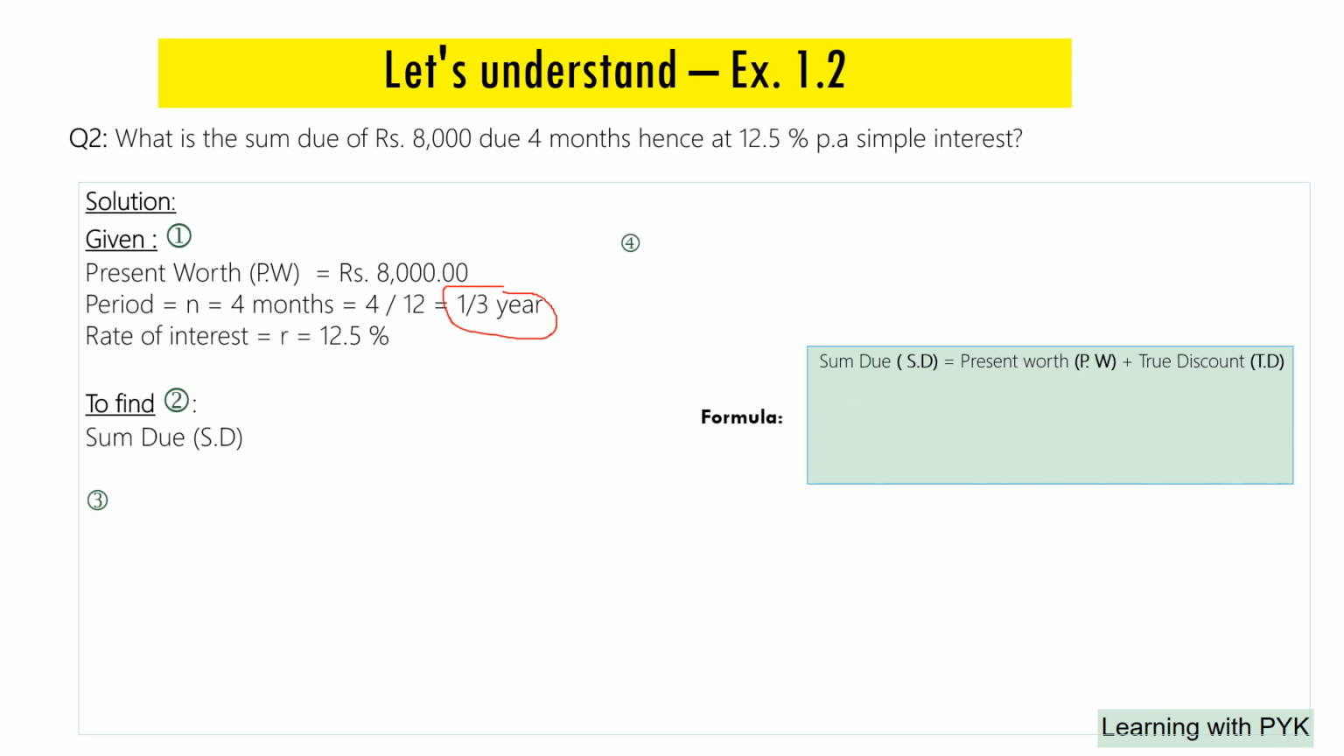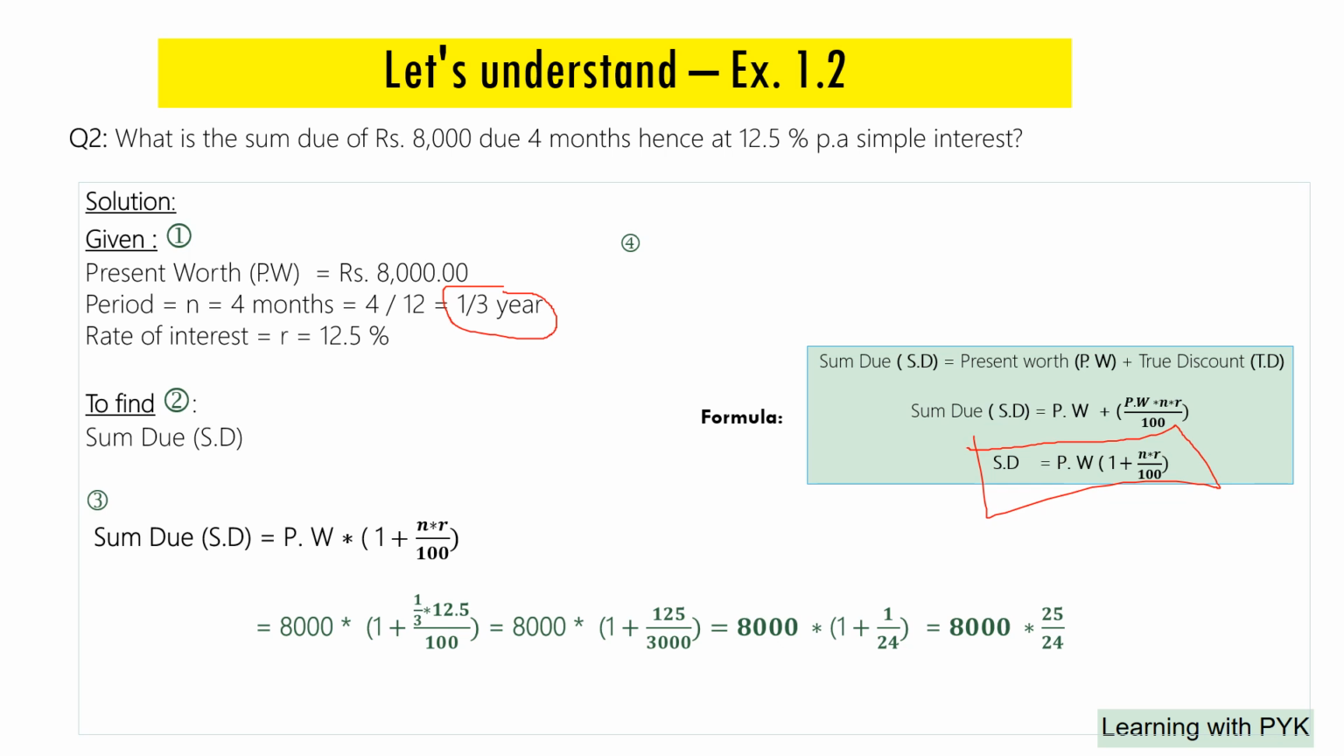So the formula: sum due is present worth plus true discount. Sum due would be present worth plus true discount calculated as simple interest on the present worth. On solving, we get sum due as present worth into bracket 1 plus nr upon 100.